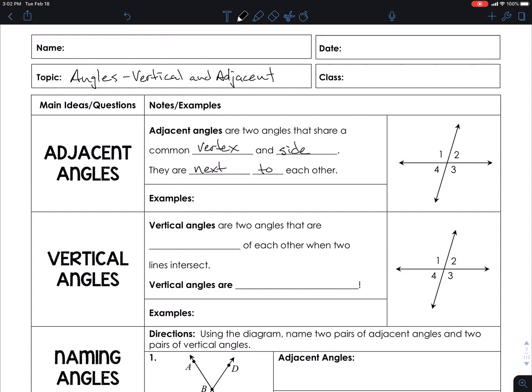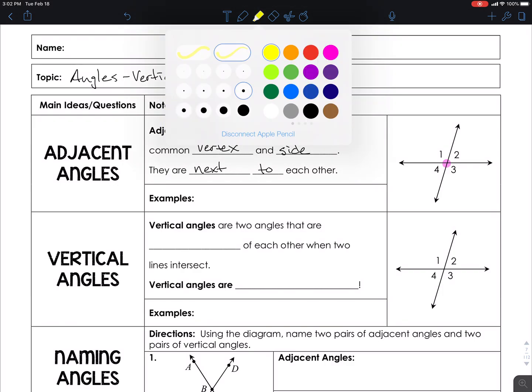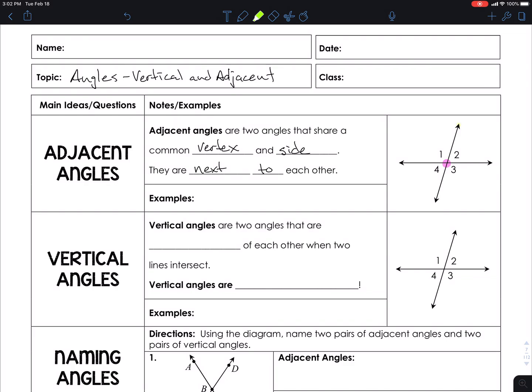So let's do some examples from our example over here on the right. All 1, 2, 3, and 4 all share that common vertex. They all come together right there. But now I just need to figure out which ones have a common side. Which ones share a side? I'm going to change this to green. So if I look here, angle 1 and angle 2 are adjacent. So I'm going to write angle 1 and angle 2 are adjacent.